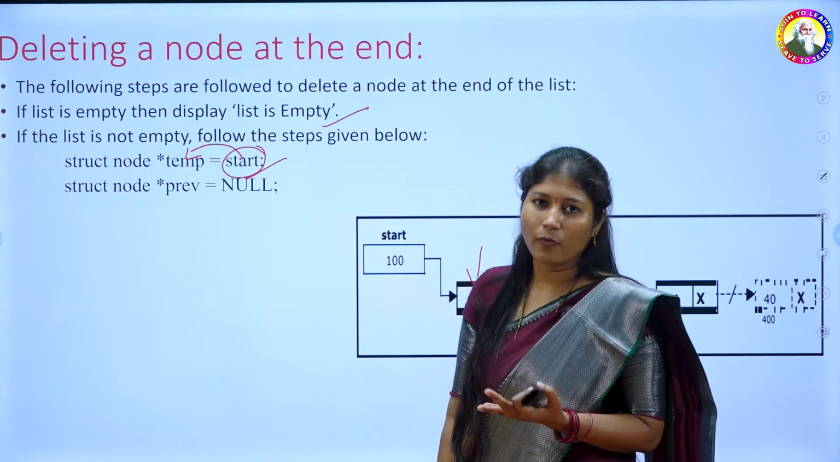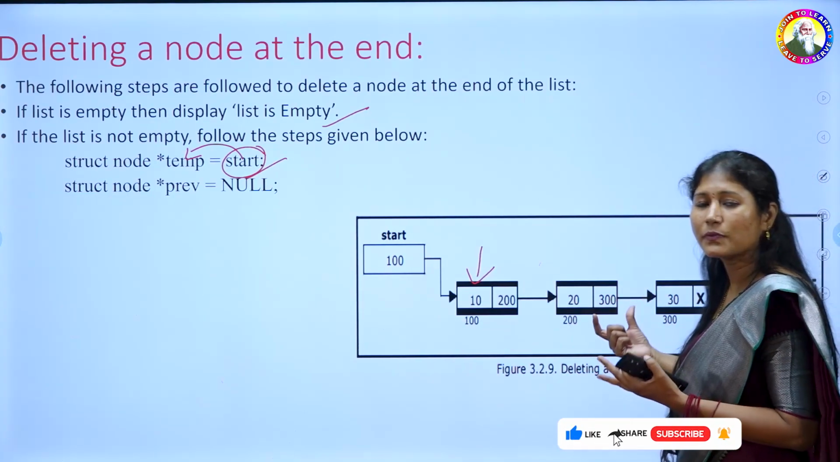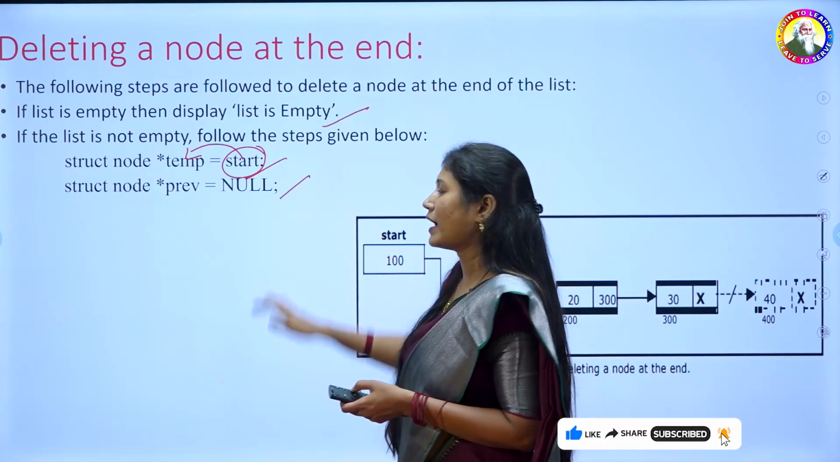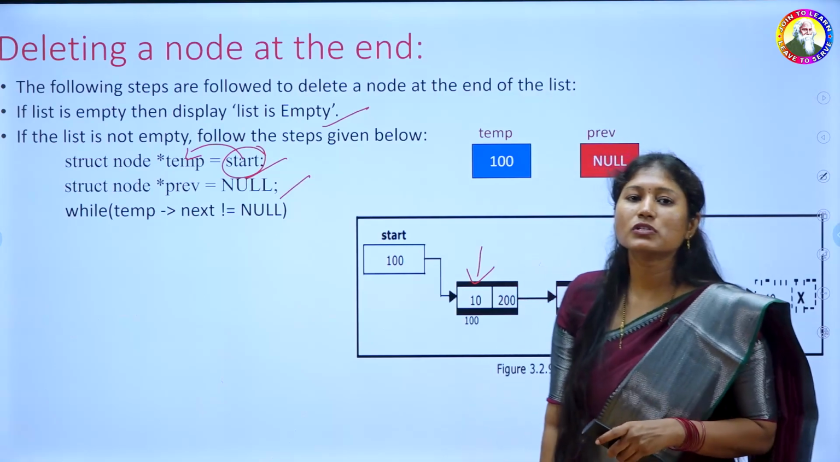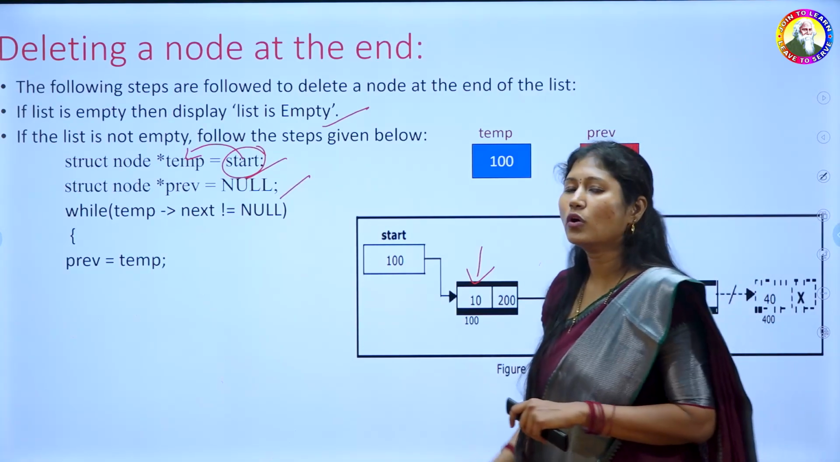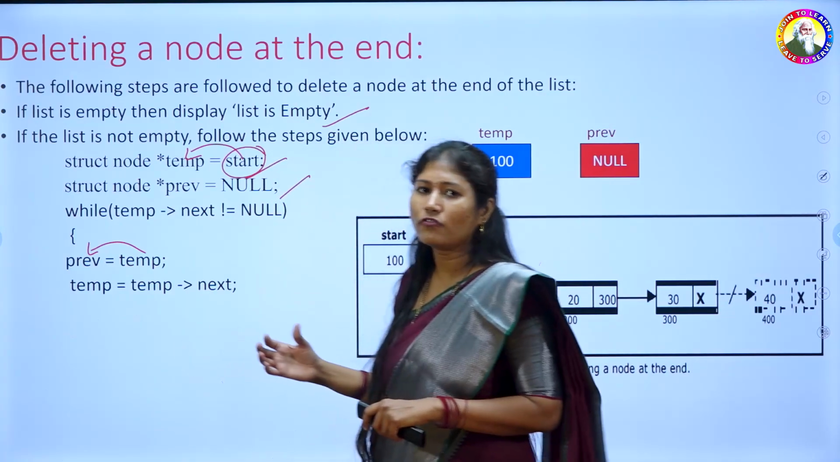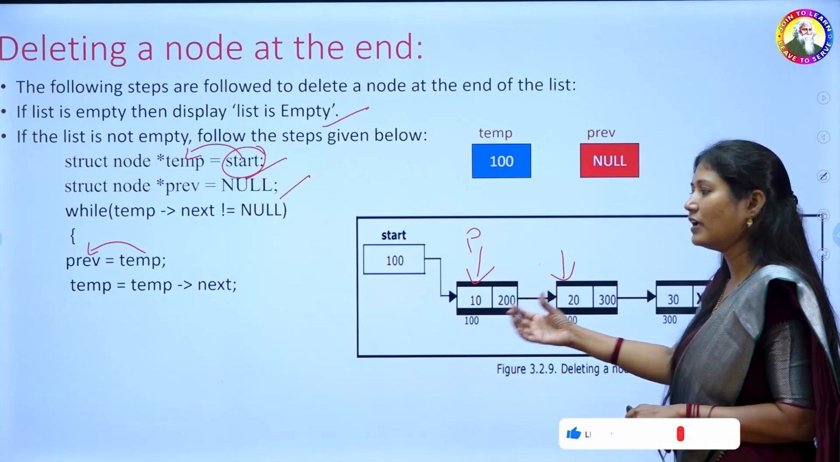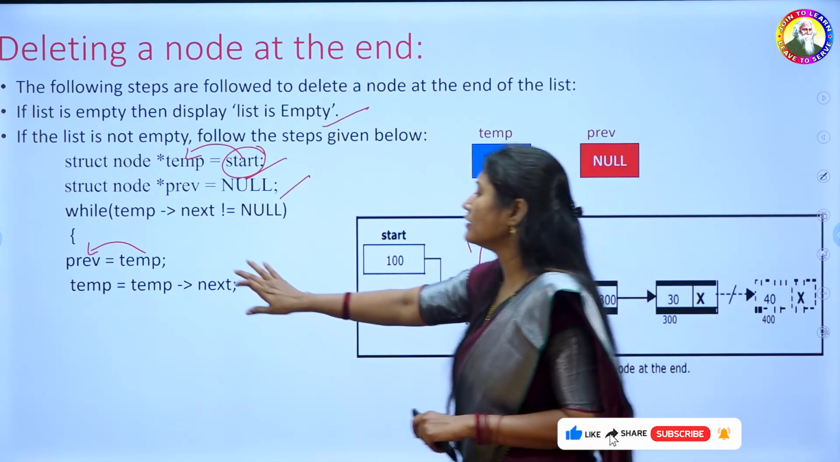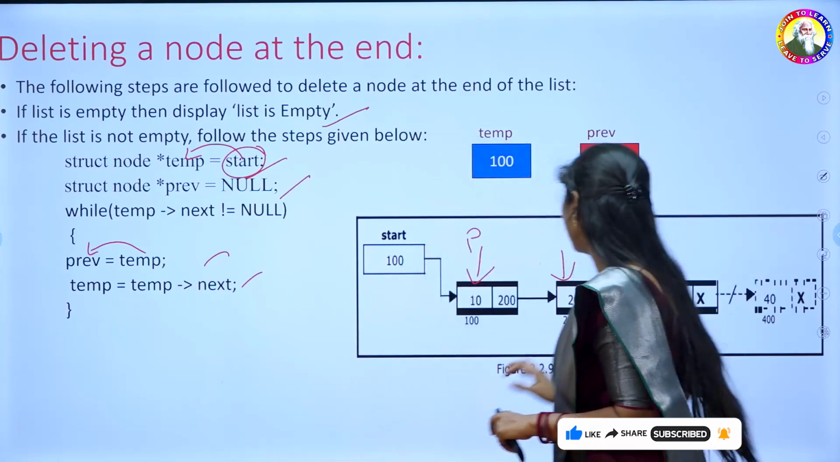We require one more pointer. Why? Because I need to change the previous element address. That's why we require the previous pointer also, and initially it will be null. While temp next not equals to null, what I have to do? I should change the temp value as the previous one and the temp value should go forward. The previous value should indicate this one and the temp should indicate the next variable. That's why we are writing these two lines. Until the condition is satisfied, I will be moving to this particular place.